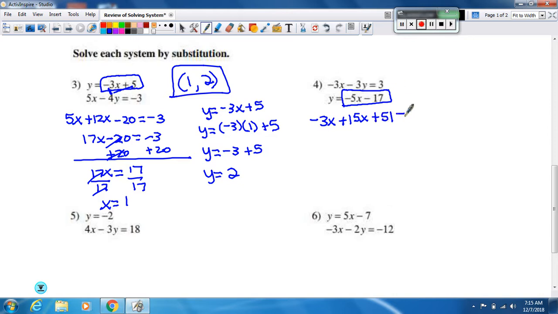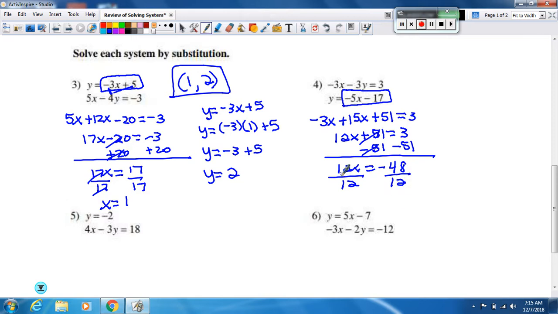Everything else in the equation you continue to write down. So equals 3. So we've got negative 3x and a positive 15x. That is 12x plus 51 equals 3. I'm going to subtract 51 from both sides. 12x, opposites cancel, equals negative 48. Divide both sides by 12. Top cancels with bottom. X equals negative 48 divided by 12 is negative 4. So x equals negative 4 in our answer.